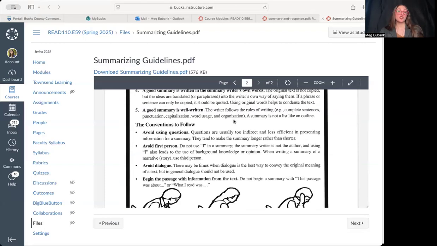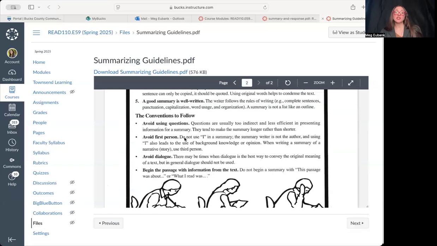And you should not put any questions. You shouldn't put anything about yourself in there in a summary. You're not saying, I think this, or you don't even have to say, I read this. Just say, this article by this author says this. Don't put any dialogue either, no quotes. So you're starting off with information from the text in a summary saying the article, blah, blah, blah, by this author says this thing. And then you give the major points.